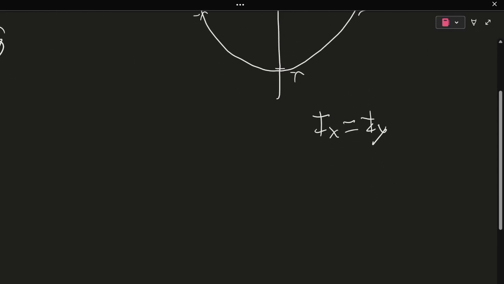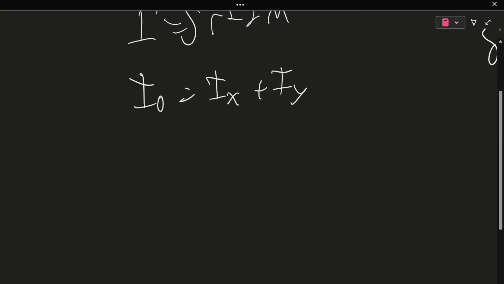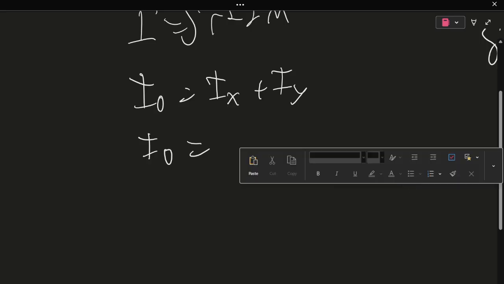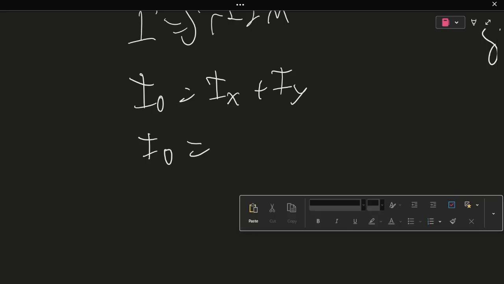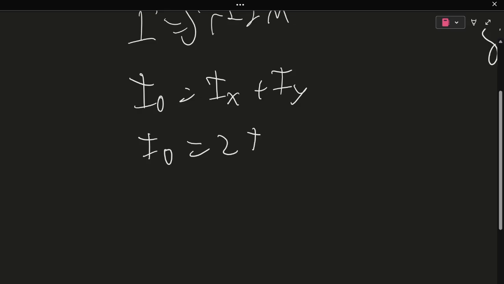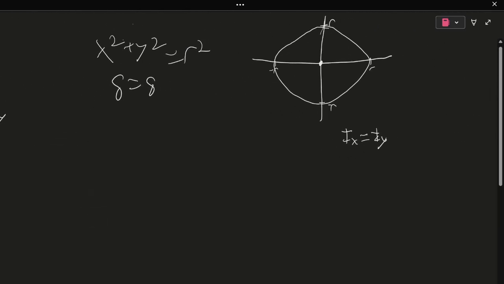Alrighty. So this makes our moment of inertia about the origin equation equal to 2 times either the moment of the x-axis or the moment of the y-axis. We're going to choose the y-axis in this scenario. So the moment of inertia about the origin is equal to 2 times the moment of inertia about the y-axis.